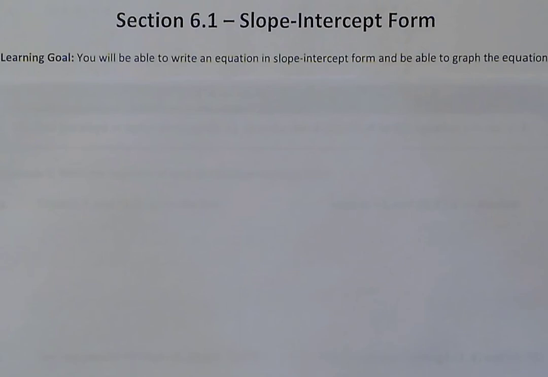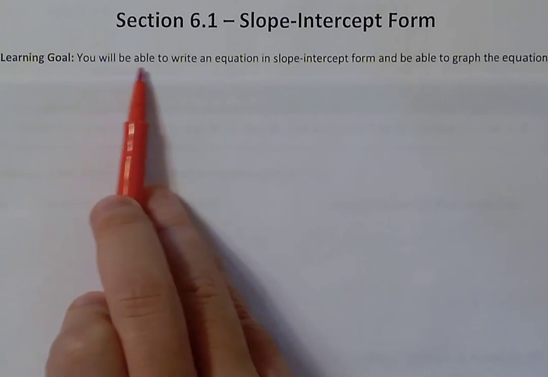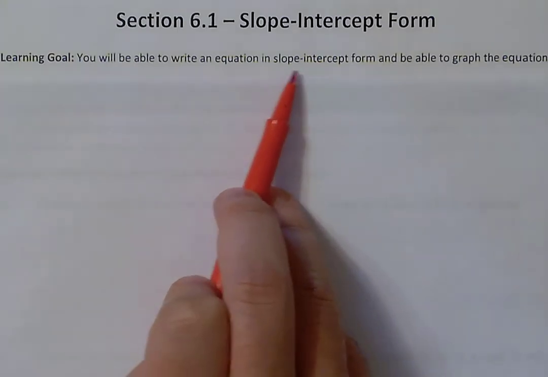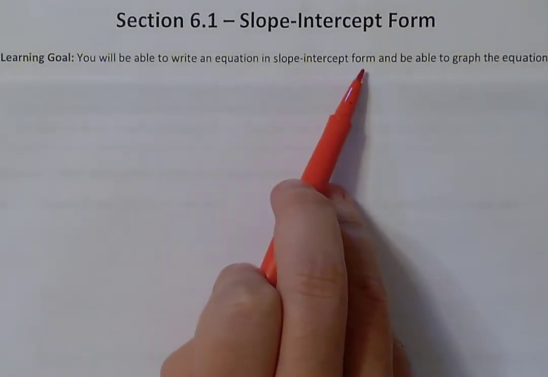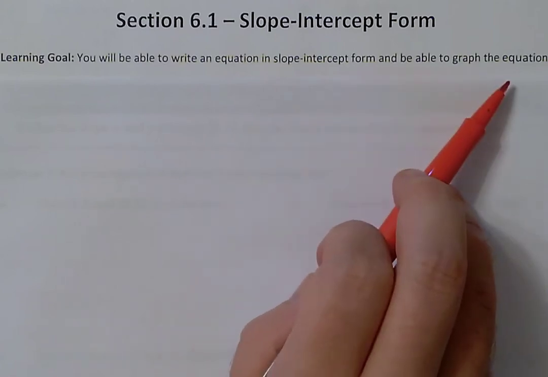For today's lesson, we're going to be taking a look at section 6.1, which is going to deal with slope-intercept form. Now, for today's lesson, we only have one learning goal. And our learning goal for today is that you will be able to write an equation in slope-intercept form and be able to graph the equation.